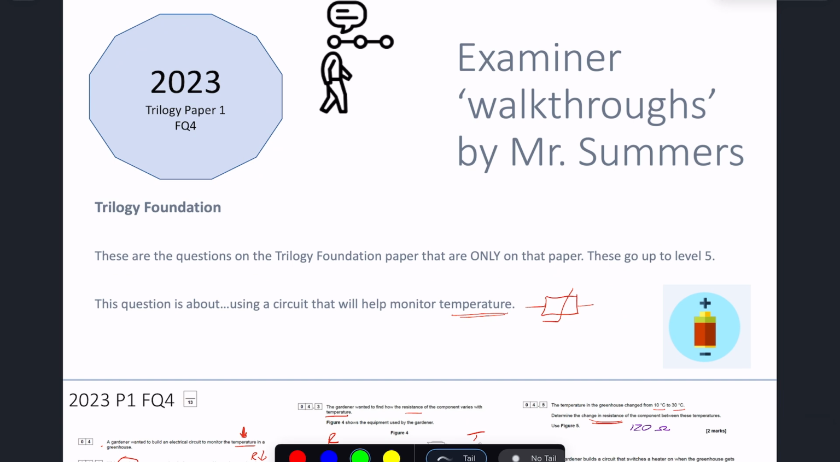But go for it. I'll be doing the next question, which is actually common to the higher paper as well. So 5 and 6 on the foundation paper are common to the higher. So that will be one that the higher students can use as well. But I'll see you on the next one.